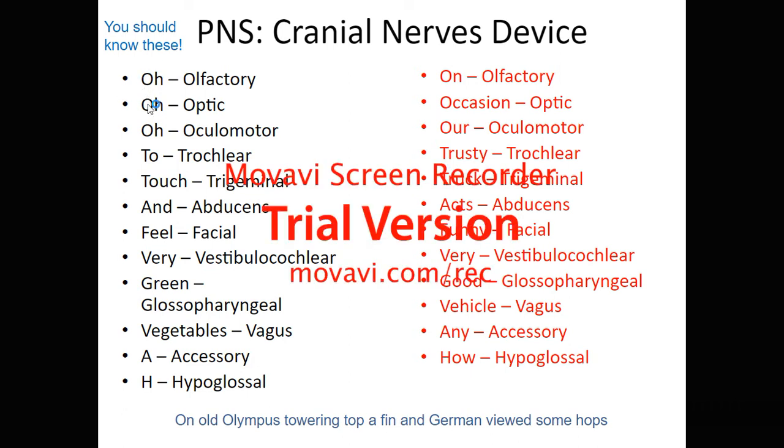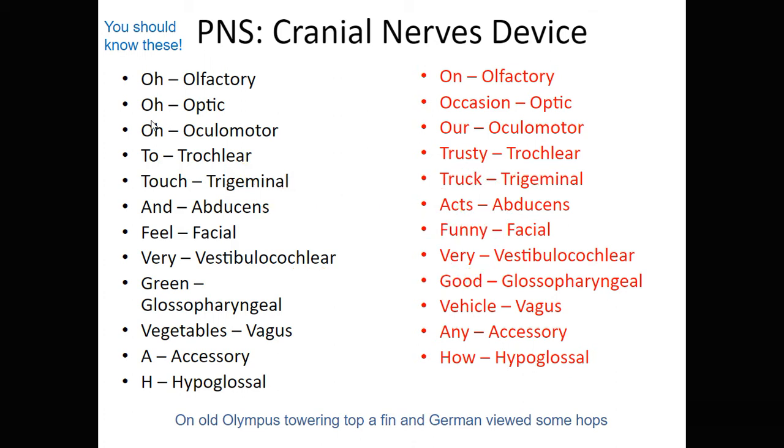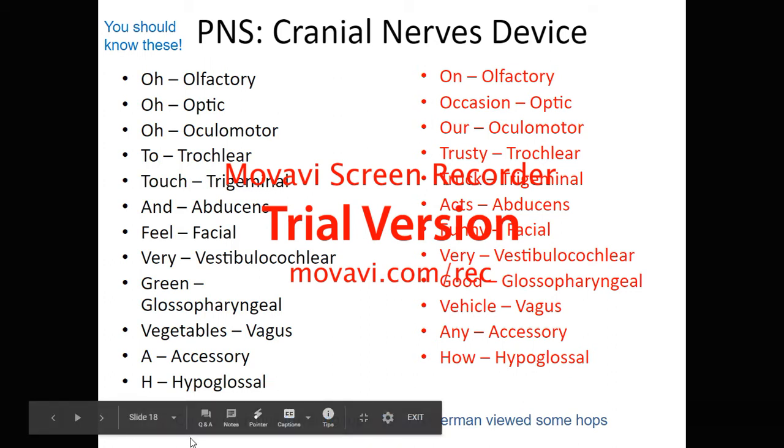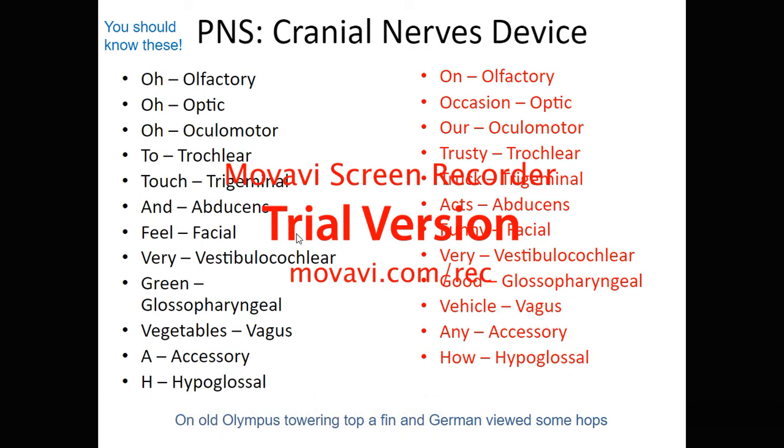You should know these cranial nerves. You should know the order also. That's what the mnemonics help you remember. You see this one: On occasion, trusty truck acts funny, very good vehicle anyhow. And then this one: Oh, to touch and feel very green vegetables. And this one: On old Olympus, towering top, a Finn and German viewed some hops.